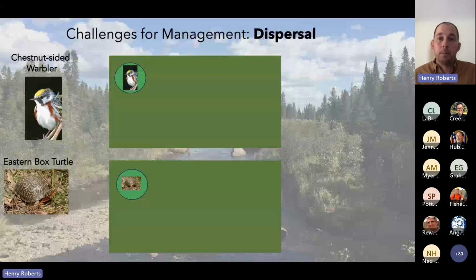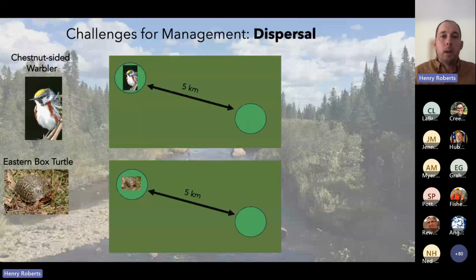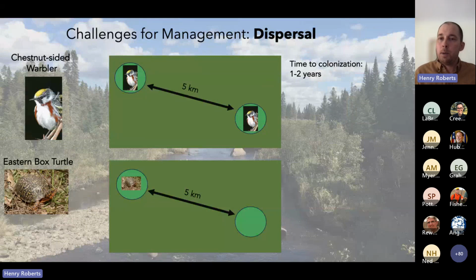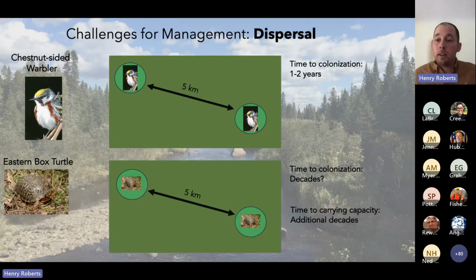Kind of moving on to our second example regarding dispersal. If these squares represent theoretical landscapes and the circles indicate patches of habitat for these two different species, and we decide to create a patch of habitat, not too close, but not too far away either, the time to colonization for the bird, because they can fly and they explore the landscape, we know is going to be around, probably 1 to 2 years. However, the scale of colonization for a turtle is going to be on the order of most likely decades. We don't have great data, but we know it's not going to be quick. And once they get there, it's going to be another several decades before they can really reach their carrying capacity within that patch of habitat.